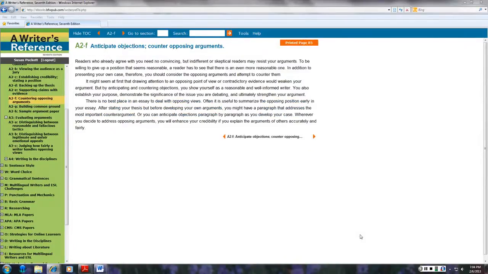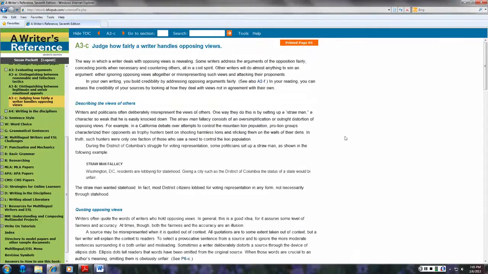When we anticipate objections and we address them fairly and reasonably, we are establishing our credibility. We have already looked at judging how fairly the writer handles opposing views, but again, this is one way that you establish your credibility, showing that you are knowledgeable and showing that you understand the opposition and are willing to address it rationally and calmly.